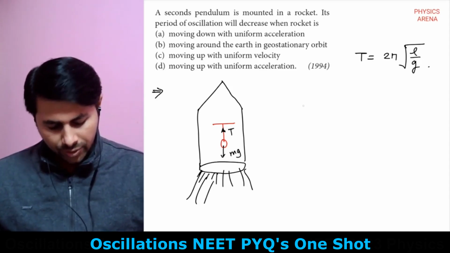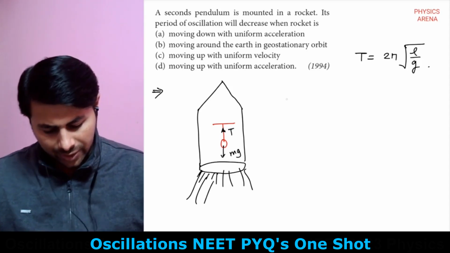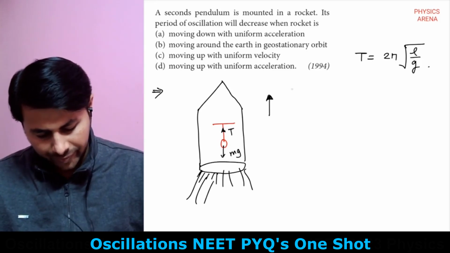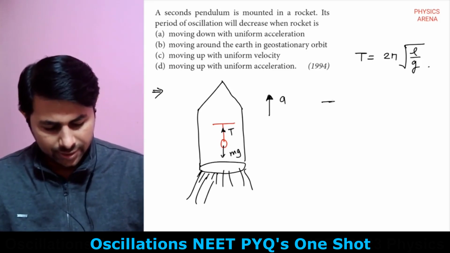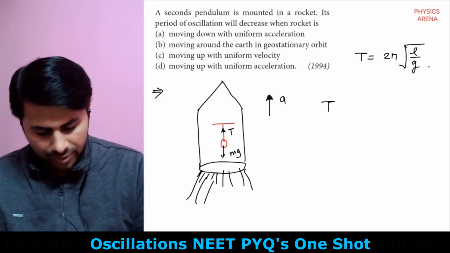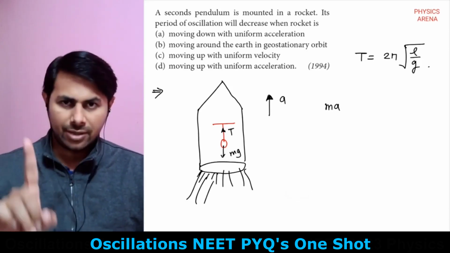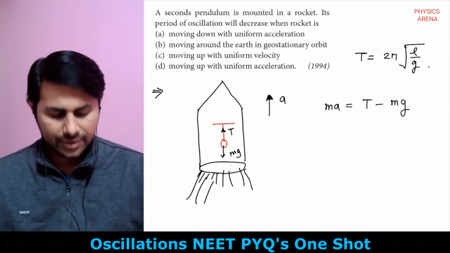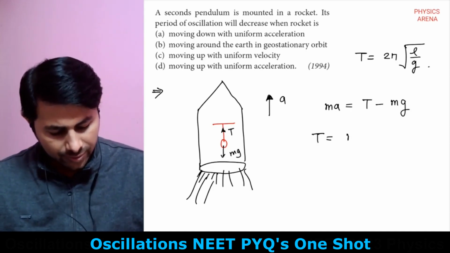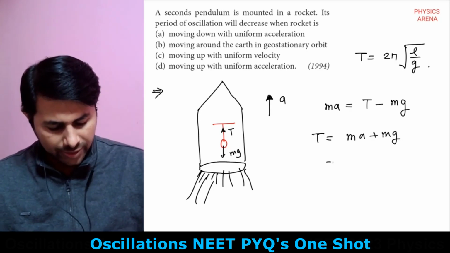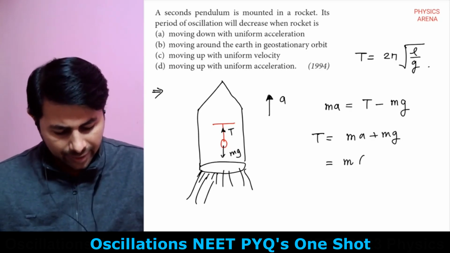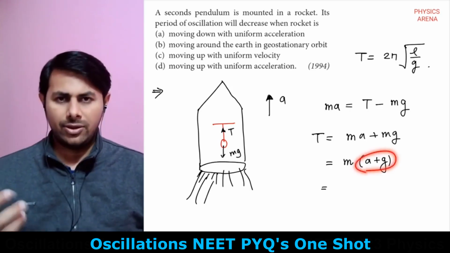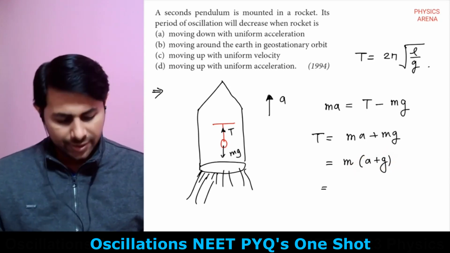Okay, so you want it to increase. So that's why it must move with upwards acceleration, because then only is there this tension. Then only you can say m into a, which is in the upward direction, is the total upward force minus the total downward force, that's mg. T is equal to ma plus mg, or you can say it is equal to m multiplied by a plus g. So this is the effective value of the acceleration due to gravity which it will feel.